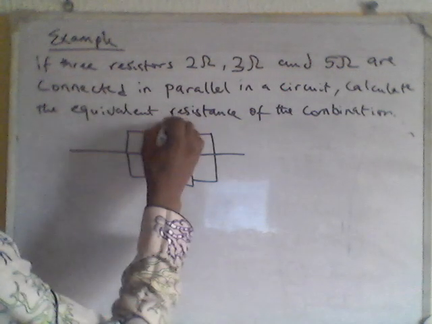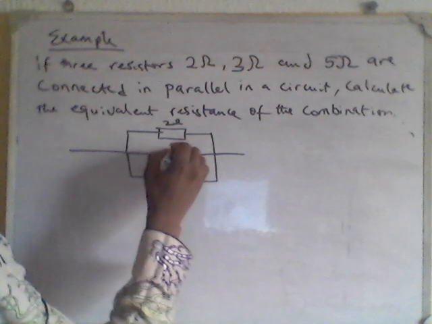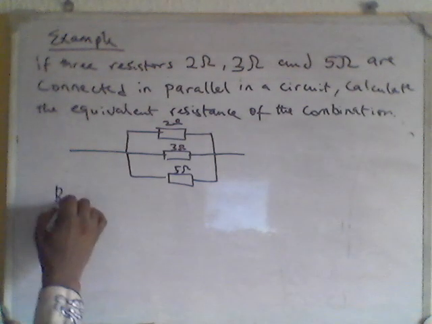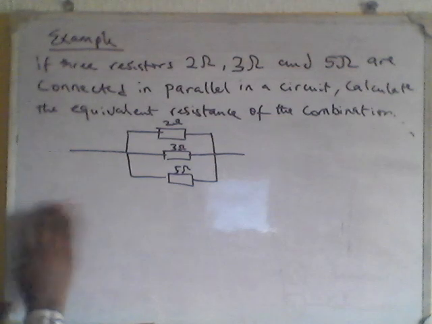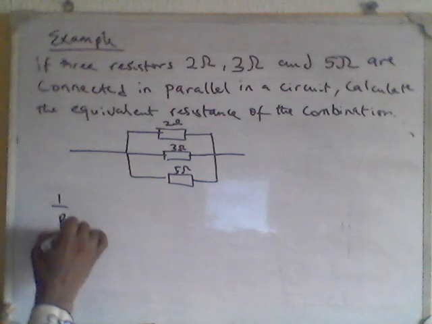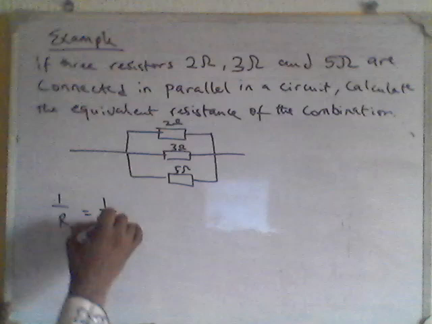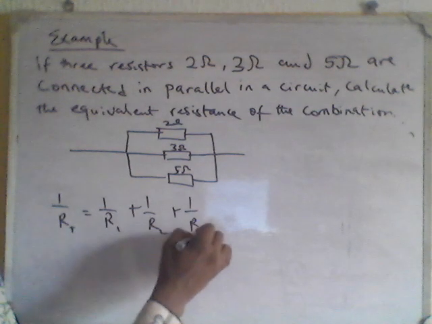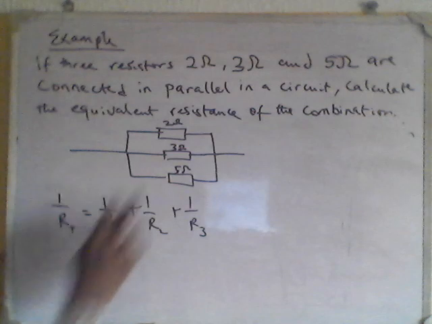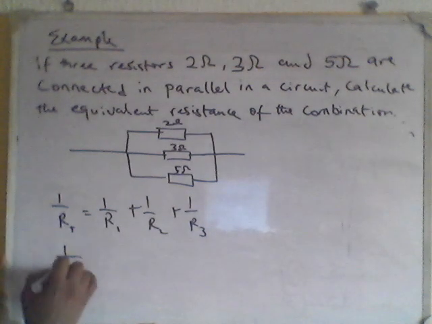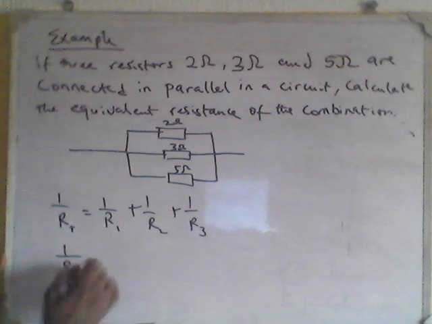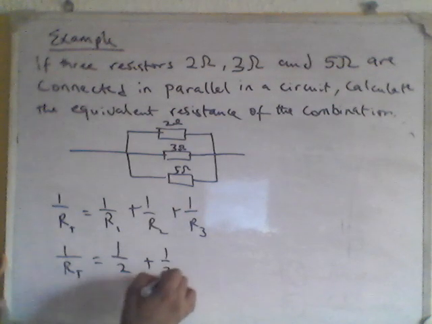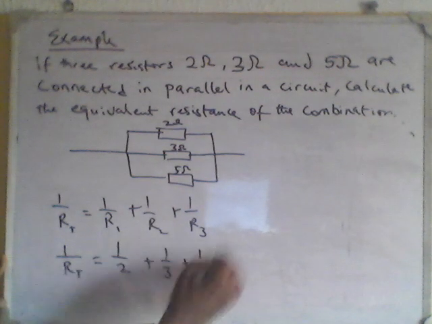Also, this first one here is 2 ohms, second one here is 3 ohms, and third one here is 5 ohms. So the resultant resistance is actually given in this formula: 1 over RT is equal to 1 over R1 plus 1 over R2 plus 1 over R3. Okay, so where R1 is this, I will just say 1 over RT, which we are looking for, is 1 over 2 plus 1 over 3 plus 1 over 5.